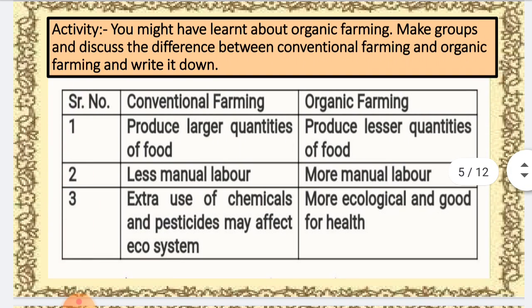Next activity is, you might have learnt about organic farming. Make groups and discuss the difference between conventional farming and organic farming and write it down. Now, actually, students, this activity is a class activity. When you are here with your friends, you can discuss. But now you are at home, you are alone. You can discuss with your father or mother, or you can discuss with your brother or sister. If possible, if not possible, just think about it. What columns are given?